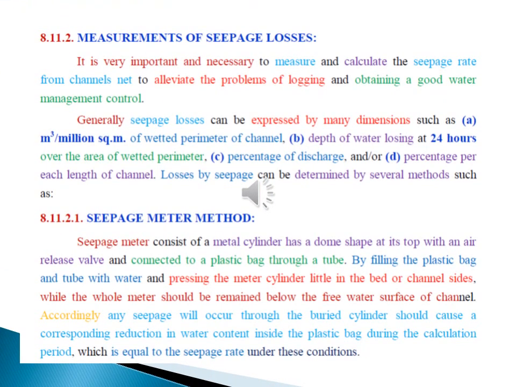It is very important and necessary to measure and calculate the seepage rate from a channel net to alleviate the problem of waterlogging and obtain good water management control. Losses by seepage can be determined by several methods, such as the seepage meter method, which depends on the seepage occurring through the pallet causing a corresponding reduction in water content inside the plastic bag during the calculation period. Look by yourself.